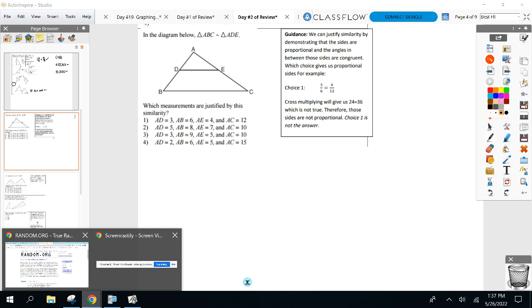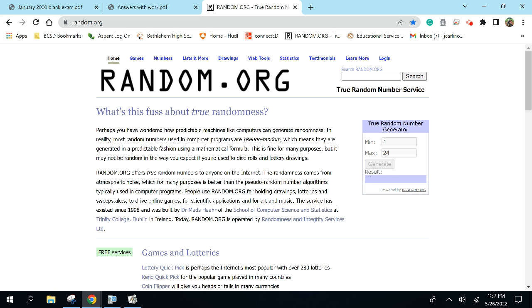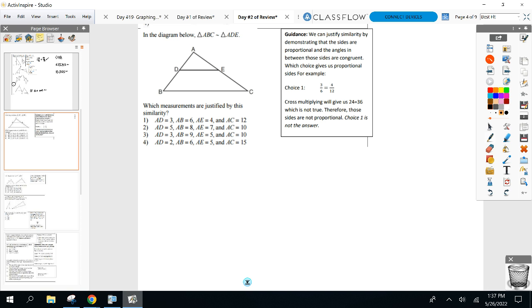Which four measurements show they're similar? Number 4. Hey, 2 to 6 is the same ratio as 5 to 15. 1 over 3, 1 over 3. Any questions? We're doing all right?